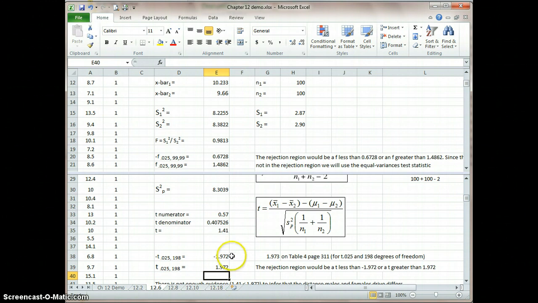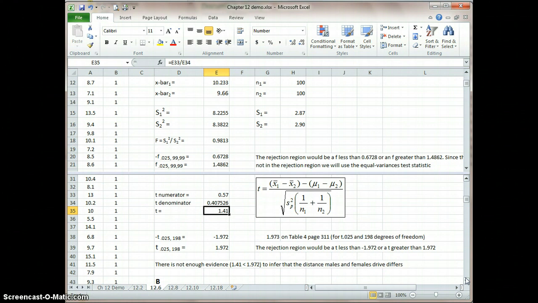If we compare this, the rejection region would be a t less than minus 1.972 or a t greater than 1.972, and our calculated t-stat came in at 1.41. So in this case there's not enough evidence, since 1.41 is less than 1.972, to infer that the distance males and females drive differ.